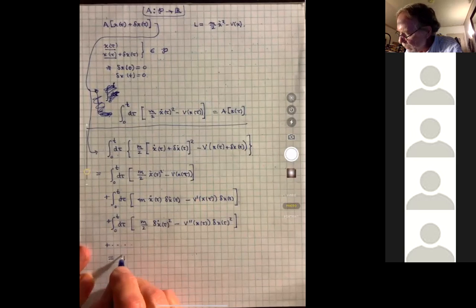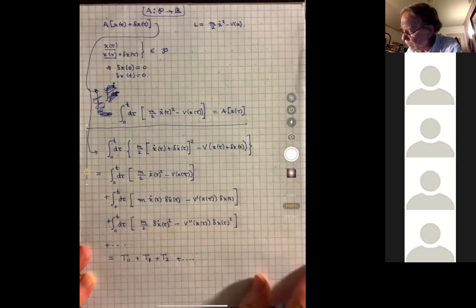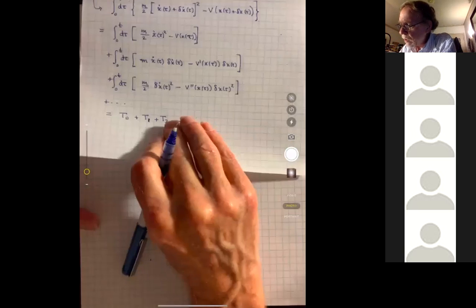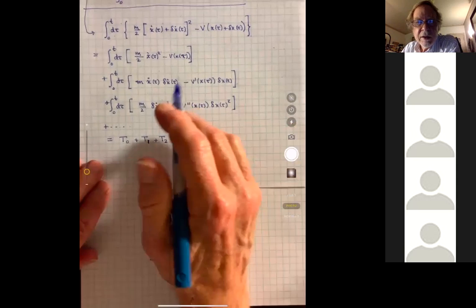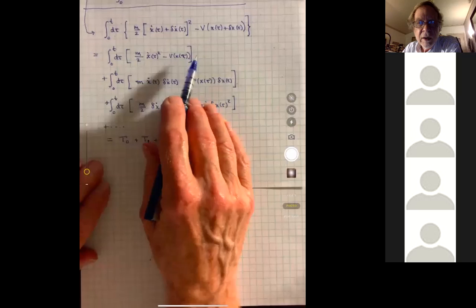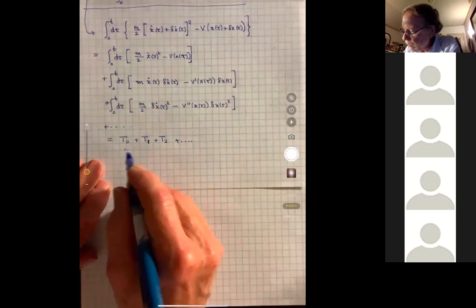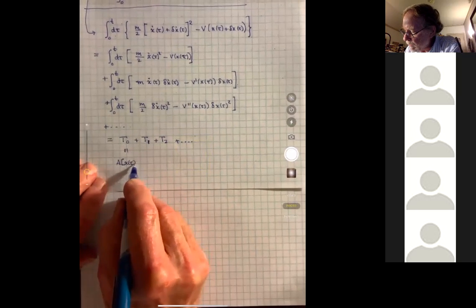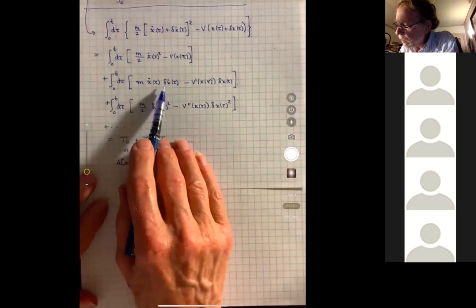Now let me call these three terms T0, T1, and T2. And there's higher order terms too. T just means term here, just to identify them. And let's take a look at them. So T0 is the first term, and you can see it's just the unmodified action. That's just what you'd expect. T0 is just equal to the action along the original path x of tau. That's all it is.